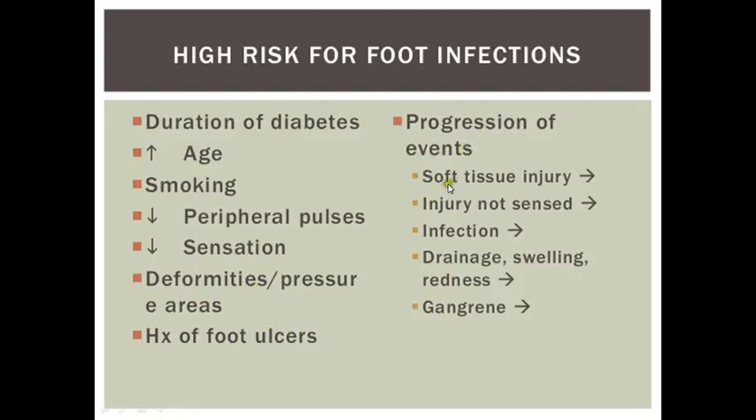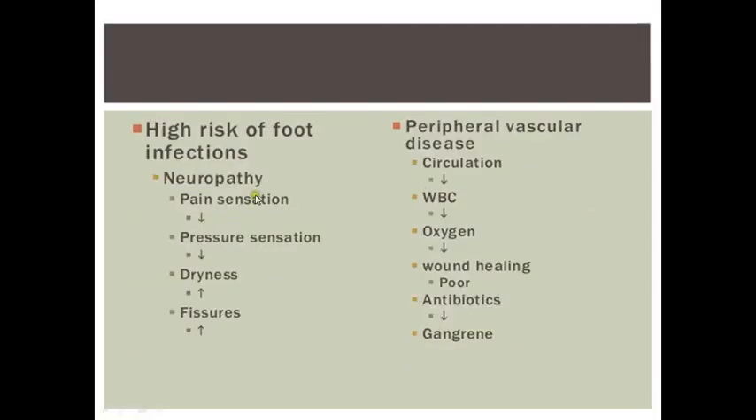How does the progression take place? First, there is injury to the soft tissue. The injury is not sensed. People do not get the sensation of warm or cold. Then these areas get infected. There is drainage, swelling, and redness. There can also be gangrene because of the atherosclerotic disease.